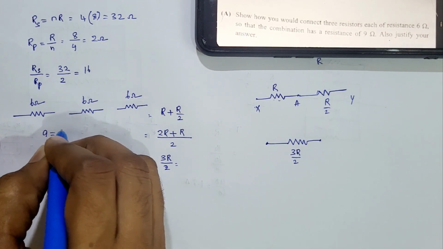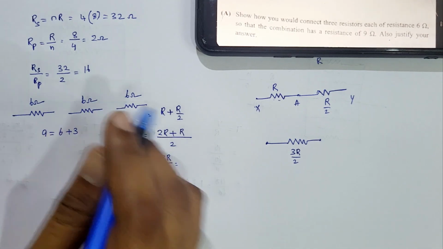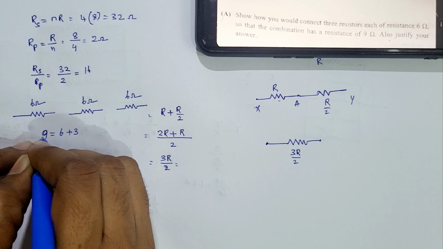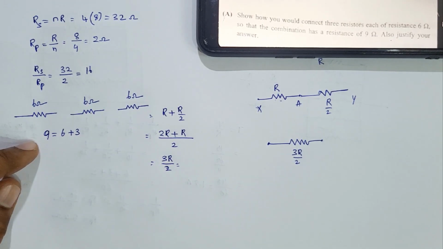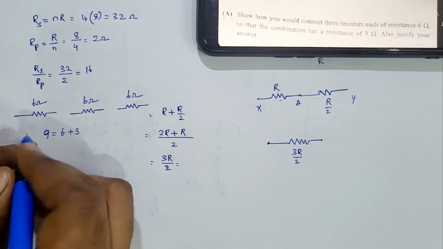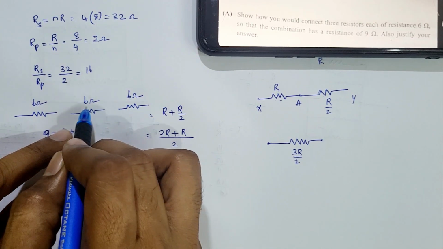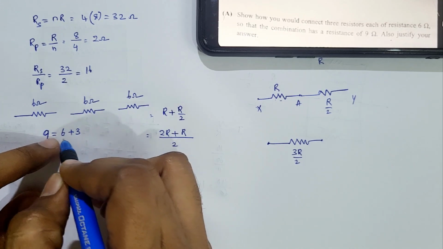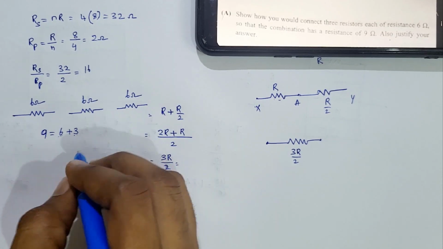9 can be written as 6 plus 3. Correct? When this type of question comes, the value you have to find out can be written in terms of the given values. How to write that should be running in your mind, that should spark in your mind. So 9 can be written as 6 plus 3. How to get 3 now? When two 6 ohms are connected in parallel, 6 by 2, 3 we will get. And the 1 6 ohm means these two should be connected in series. First obtain 3 ohm resistance.